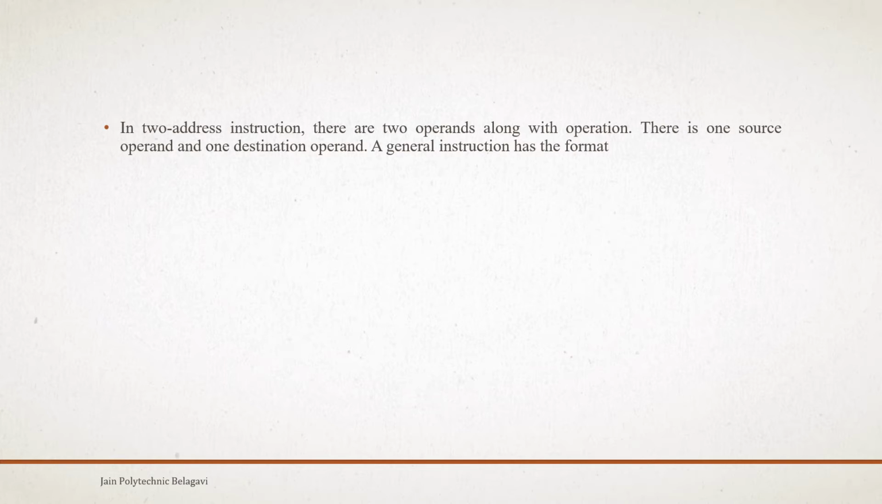Now, a two address instruction contains two operands along with the operation. So, it contains one source operand and one destination operand. The general format here is the operation that you want to perform, the source, and the destination where you want to place the result.